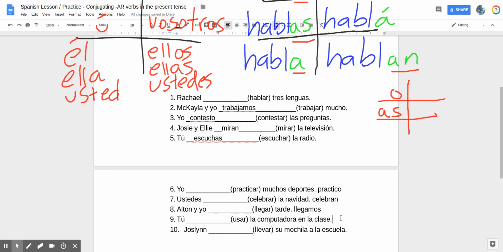Number 9, so you use the computer in class. Tú usas la computadora en clase. And then the last one, Jocelyn brings her backpack to school. Jocelyn lleva su mochila a la escuela.